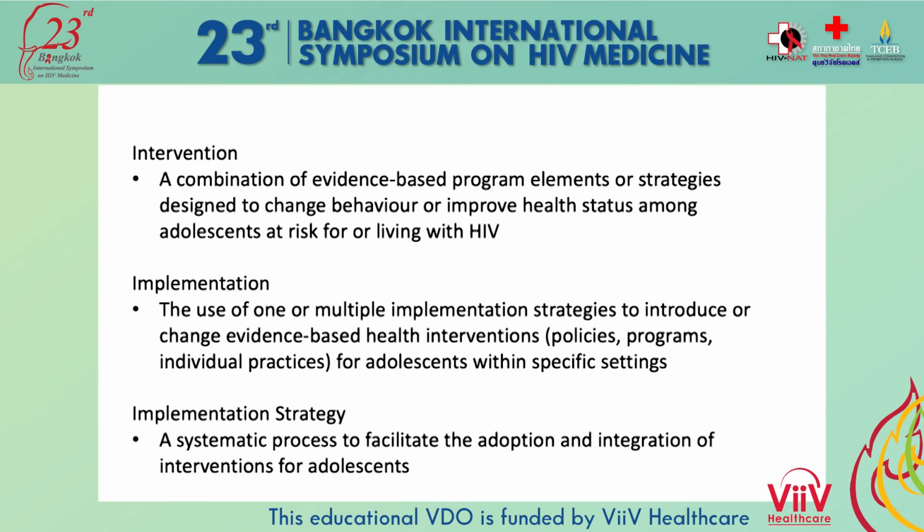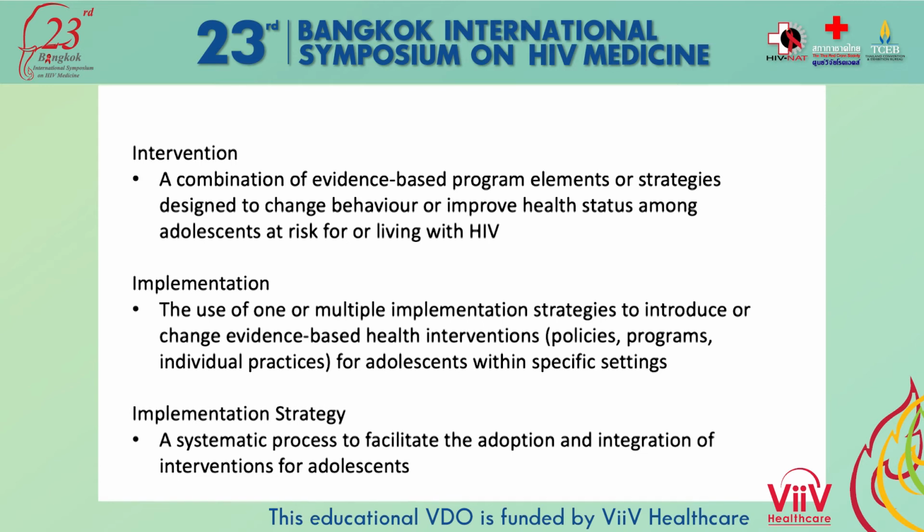So now to bring us back to this idea of what a strategy is specifically, because that's one of the key things I'd like folks to have at the end of this talk. An intervention, I think we use this term often, is a combination of evidence-based program elements or strategies designed to change a behavior, for example, among adolescents at risk for living with HIV. Implementation is the use of one or more implementation strategies to introduce those interventions into actual practice in specific settings. And an implementation strategy is a systematic process to facilitate the adoption and integration of interventions for adolescents.